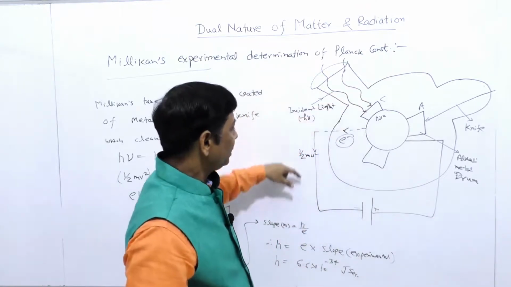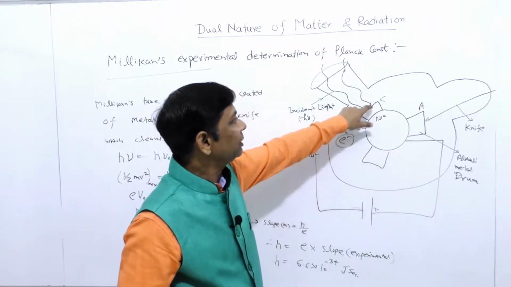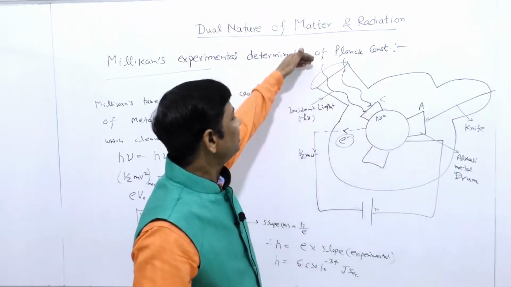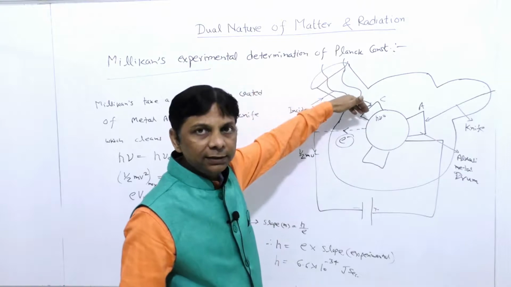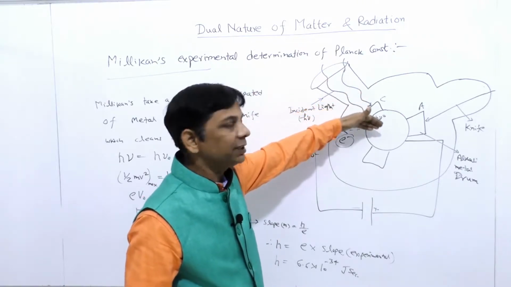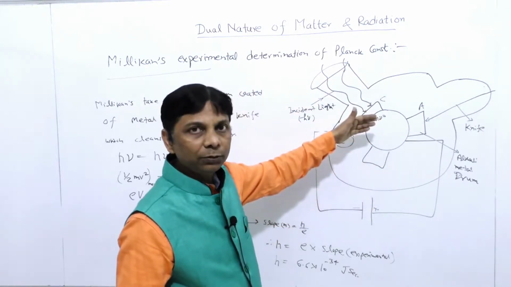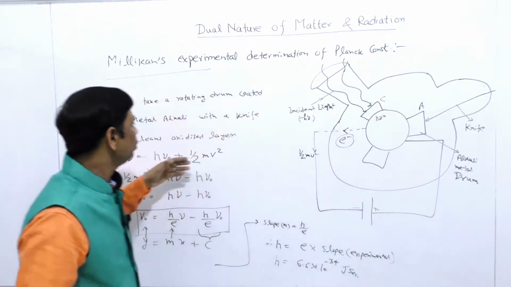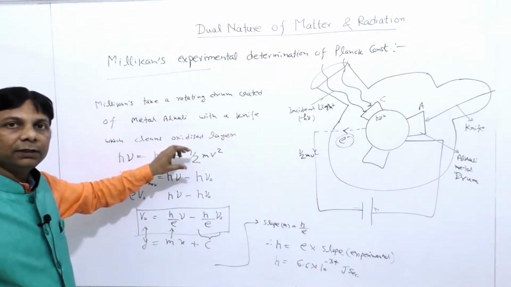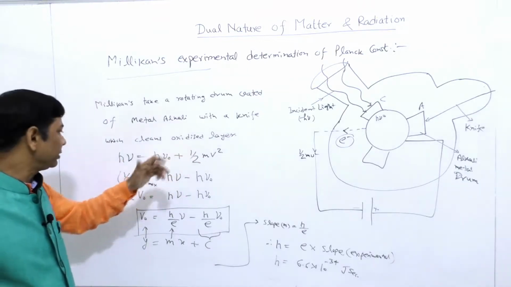This drum is provided with negative and positive connections. This is the cathode and this is the anode. When the incident light h nu hits this alkali metal coating, then electron emission takes place through the cell, from cathode to anode, and this obeys Einstein's photoelectric emission equation: h nu is equal to h nu naught plus half mv square.